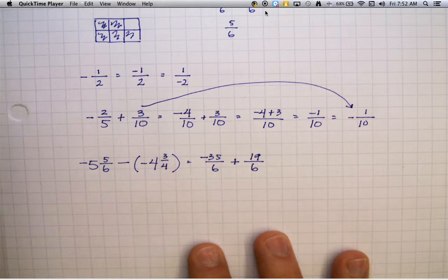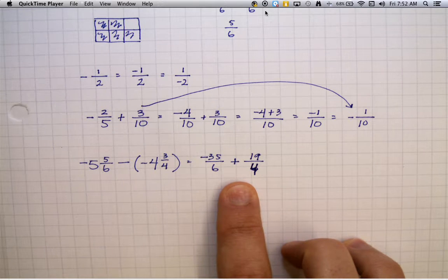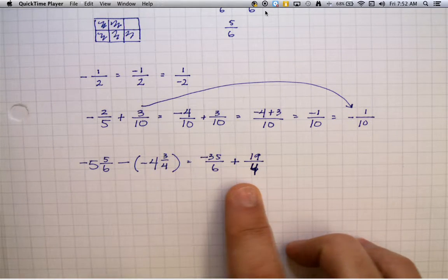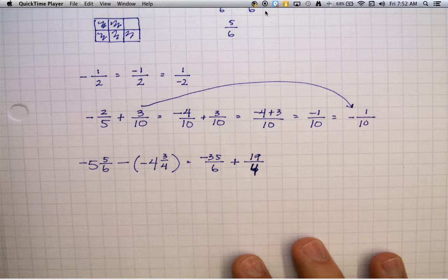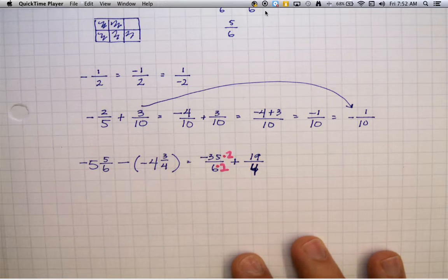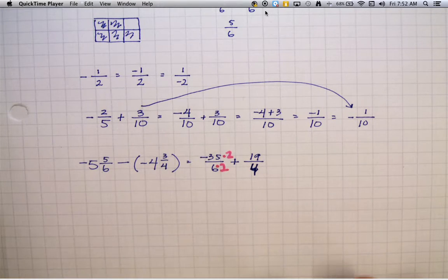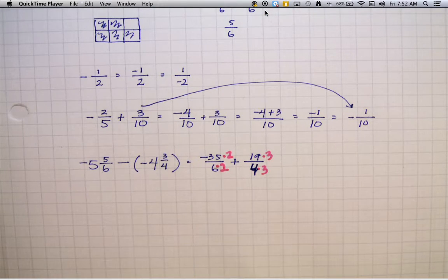So I have 19/6. No, I don't. I have 19/4. I wish I had 19/6. It'd make this problem a little simpler. I need a common denominator. I've got 6 and 4. There's lots of multiples that will work, but the smallest is going to be 12. So I'm going to double this to get 12 on the bottom, and whatever happens on top, I'm going to need 3 of these to get 12 in the denominator, and whatever that gets me on top.